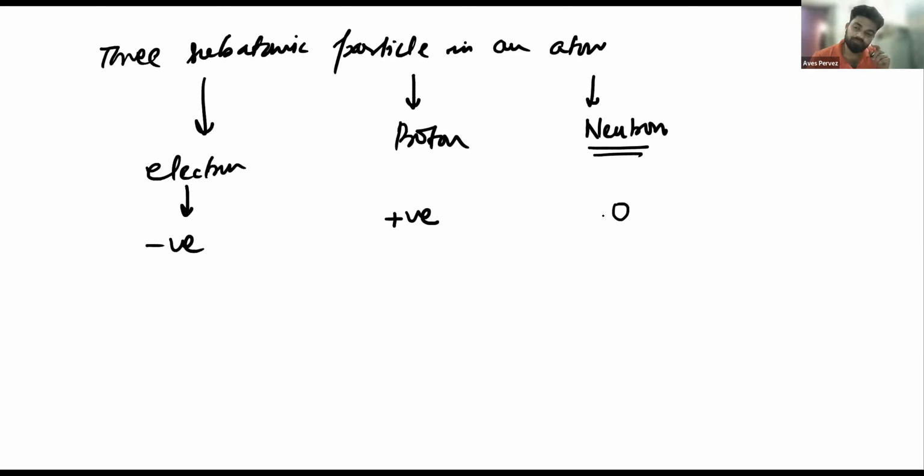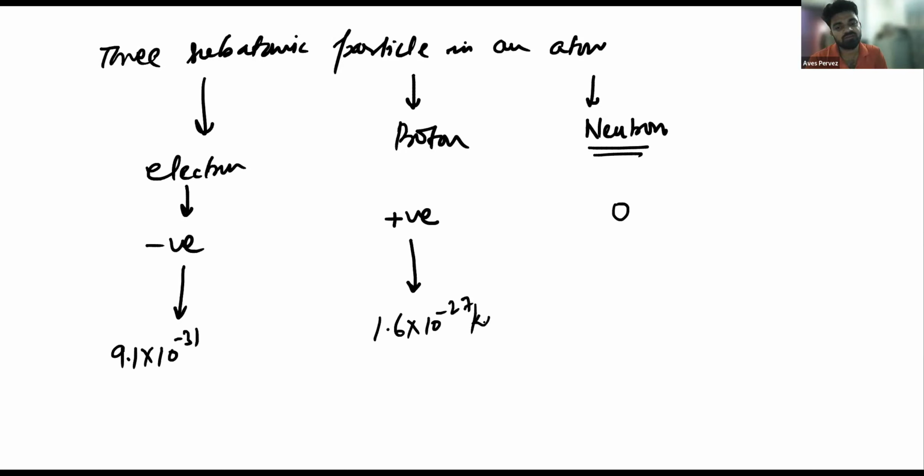And this has no charge. Neutral charge. When we did the experiment and calculated the mass of an electron, it was found to be 9.1 into 10 to the power minus 31 kilograms. And the proton is heavier than an electron. It was found to be 1.6 into 10 to the power minus 27 kilograms.